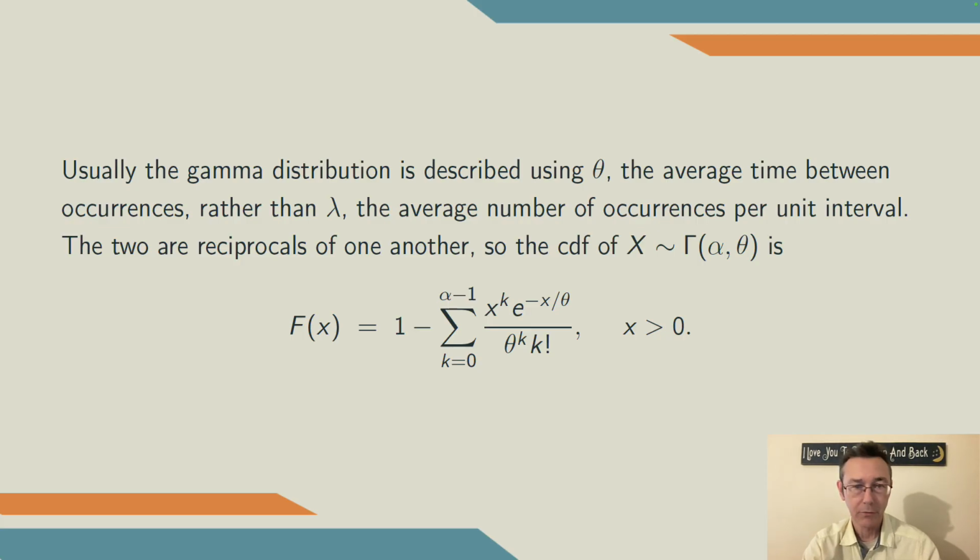So the CDF of a random variable with a gamma distribution with parameters alpha and theta is given by 1 minus the sum from k equals 0 to alpha minus 1 of x to the k, e to the negative x over theta, divided by theta to the k, k factorial. Quite a mouthful. This is defined when x is greater than 0. You can't have negative waiting times.